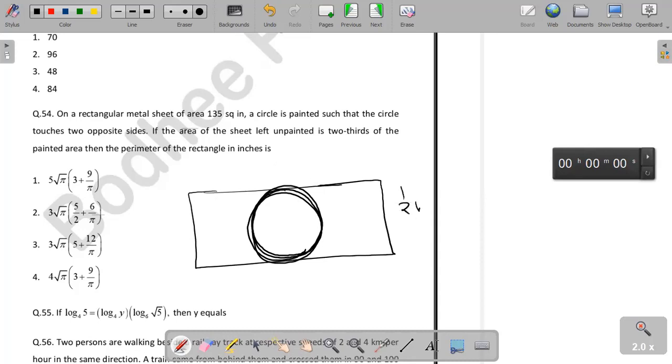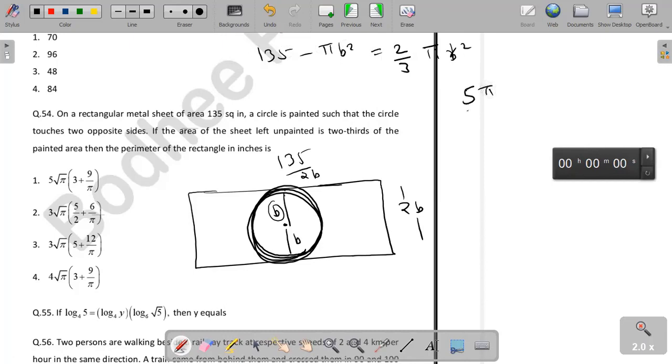If this is 2b, this would be 135 by 2b. Why do I take 2b? Because this would divide into b and b. Fine. So radius is b. The area of the sheet left unpainted would be 135 minus pi b square, that is pi r square, and it is two-thirds of the painted area. Okay, only the circle was painted, so if I go by this, that is b square only.